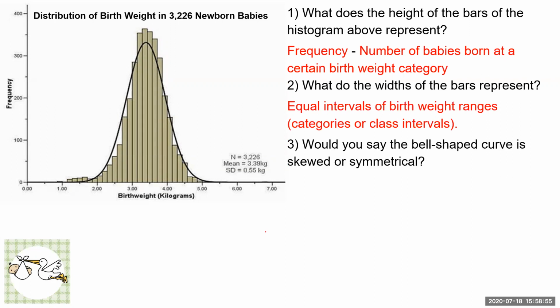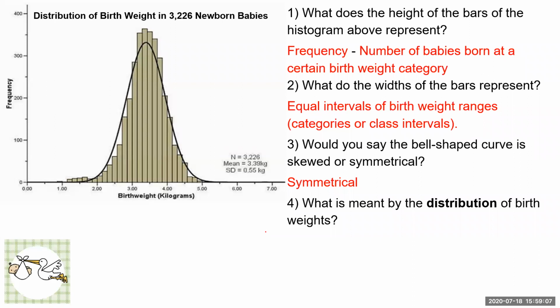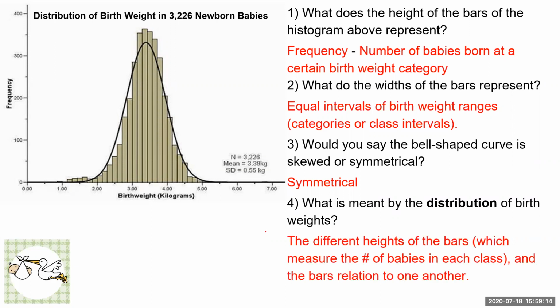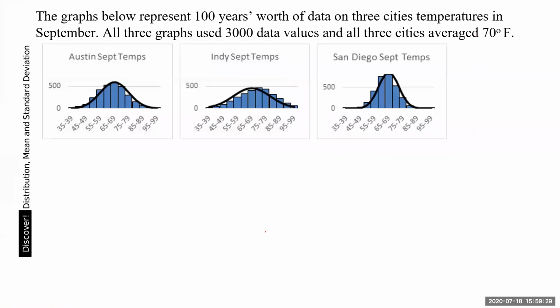Would you say the bell-shaped curve is skewed left or symmetrical? We could tell that this is symmetrical data, right? Now, what is meant by the distribution of the birth weight? This is very important. When we talk about distribution, we mean the different heights of the bars, how the bars are distributed, or how the weights are distributed on the graph. And that's what we call the distribution.